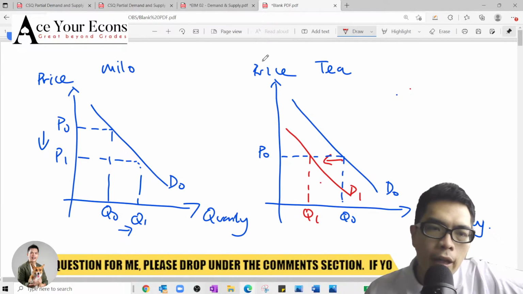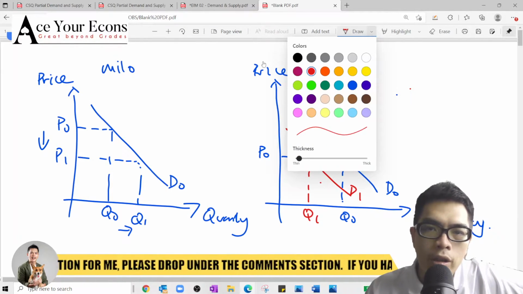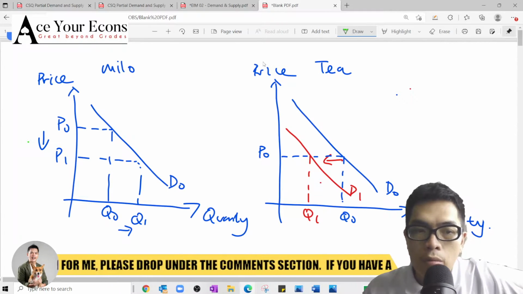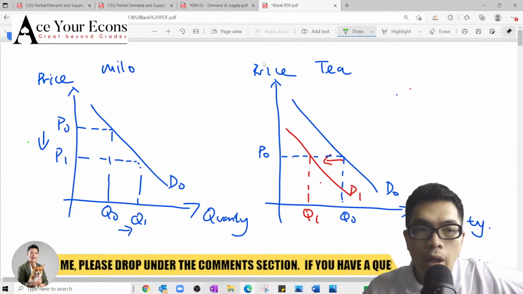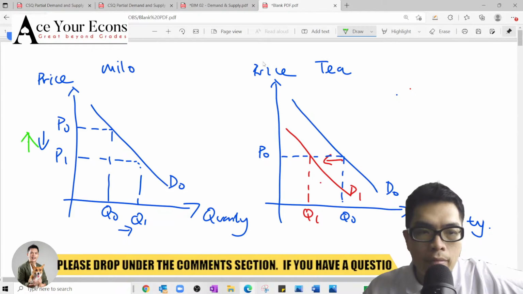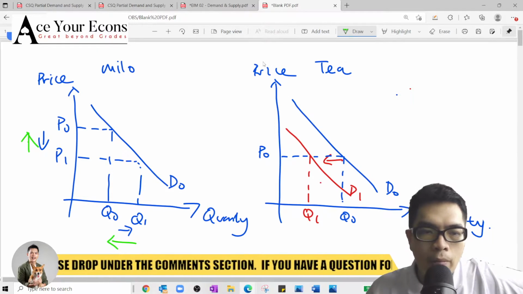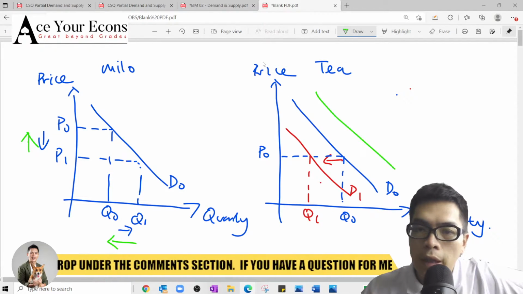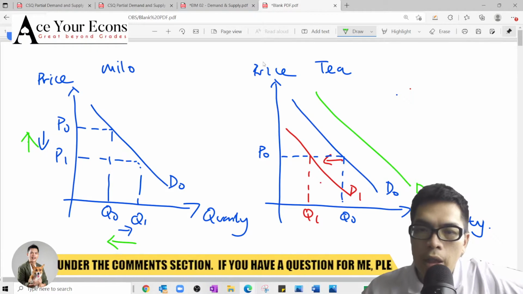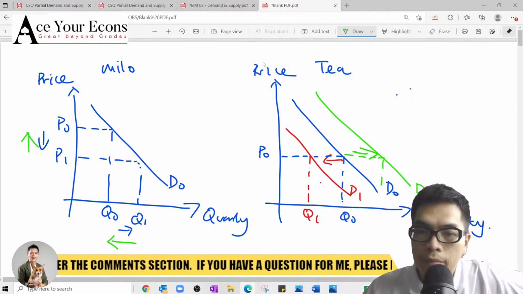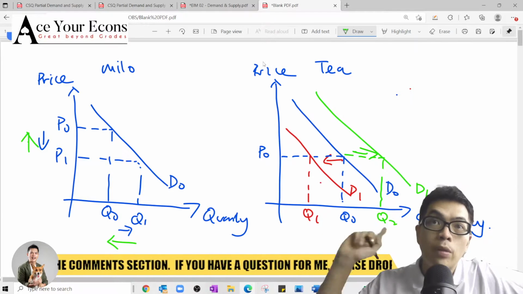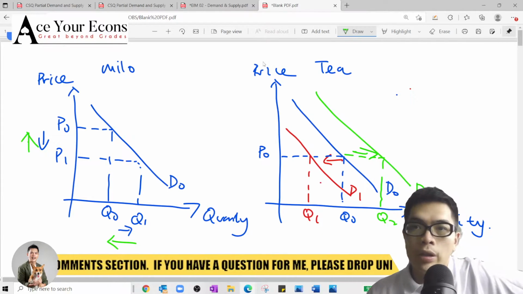Before that, I just want you all to pay attention that it works both ways. If price of Milo goes up, quantity demanded for Milo goes down, then there will be an increase in demand for tea. So it works both ways. Make sure you're comfortable illustrating both ways.